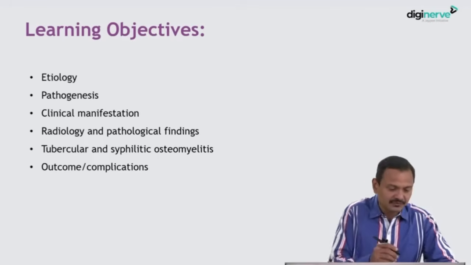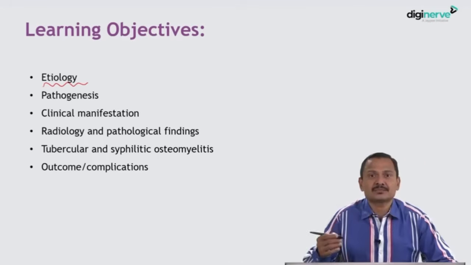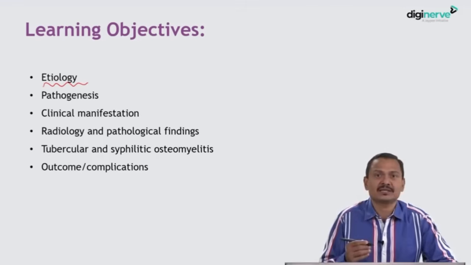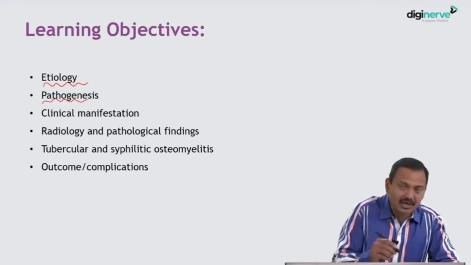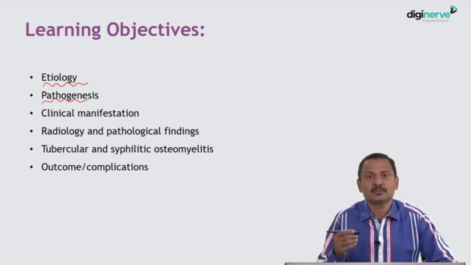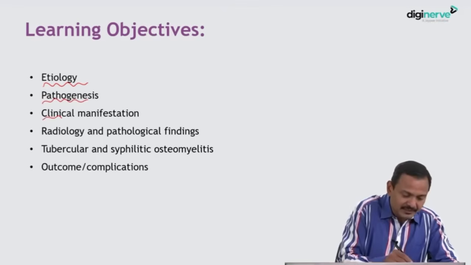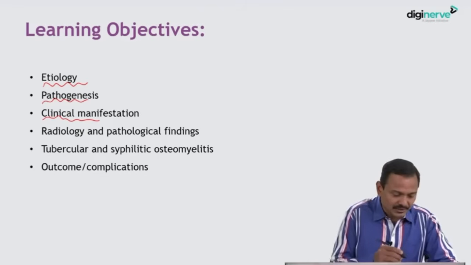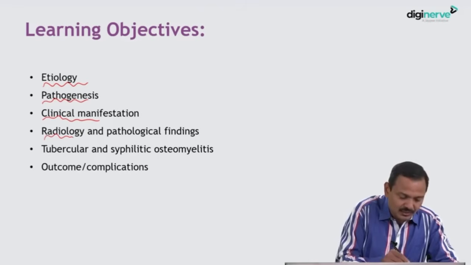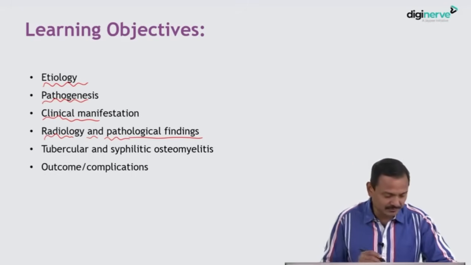First, we will see what the etiology is, or what organisms cause osteomyelitis, or inflammation of bone. Then we will talk a little bit about how it happens and who is more predisposed to this kind of infection. Then the clinical picture, or how these patients present and how they are diagnosed, and then the radiology, or how they look on radiological imaging, and the pathological findings if a biopsy is performed.